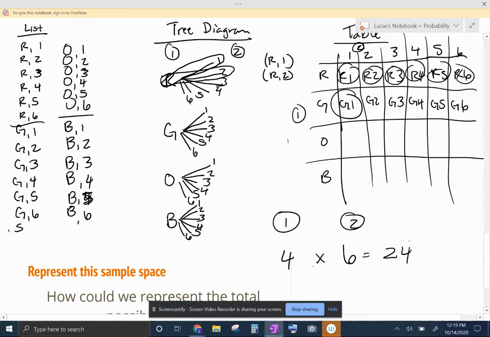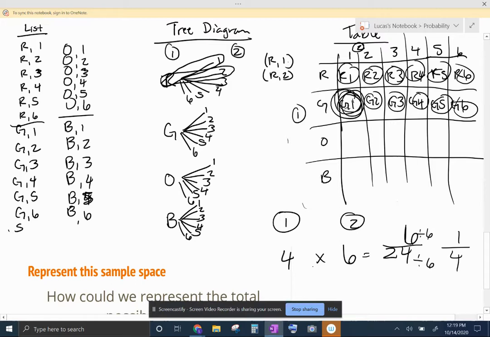And if I wanted to know the possibility of getting a green first and then a 1, well, there's only one favorable outcome, and so that's a 1/24th outcome. Okay, a 1 out of 24 outcome. There's only one green 1. But I can also say, what's the probability of rolling a green first? And that would be 1, 2, 3, 4, 5, 6. So that'd be 6 out of 24, which would be 1/4 if I divide by 6.